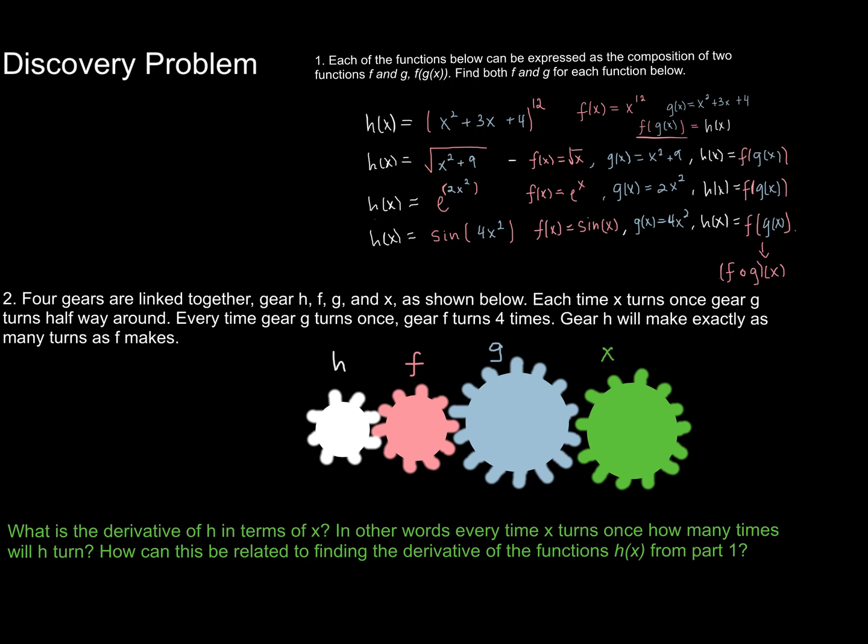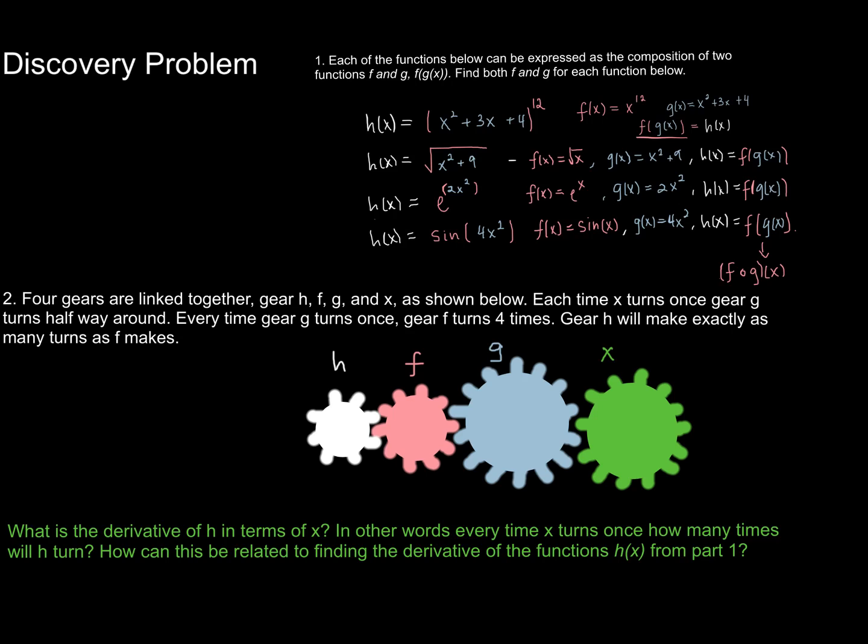Alright, so here is part 2. There are 4 gears linked together, h, f, g, and x, as shown below. Each time x turns once, gear g turns halfway around. Every time gear g turns once, gear f turns 4 times around, and gear h will make exactly as many turns as f makes. So what you want to determine is what is the derivative of h in terms of x. In other words, every time x turns once, how many times will h turn?